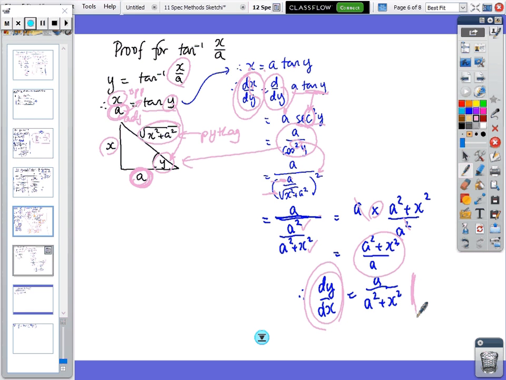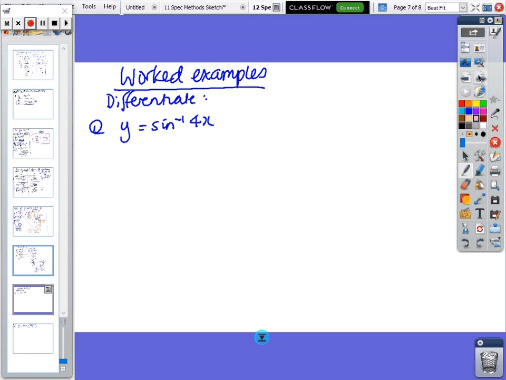So that's the proof. You don't need to know the proof, but there is a proof. Okay, let's have a look at some worked examples. The first one we're going to do is sine minus 1 of 4x. I'm going to show you two ways, and then you choose which way is best. If we're looking for x on a, if that number is 4, then a must be a quarter. So the derivative will be 1 over the square root of a squared minus x squared.